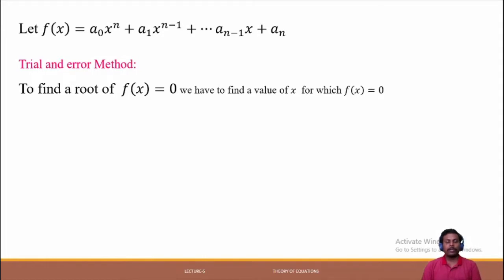If f of alpha is equal to 0, it is well and good. You have found one root of the polynomial equation. If f of alpha is not equal to 0, then you come up with some other real or complex number and repeat this method till you get a zero of the polynomial equation.